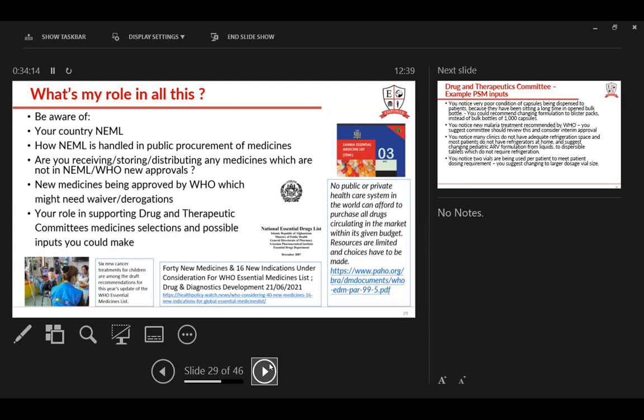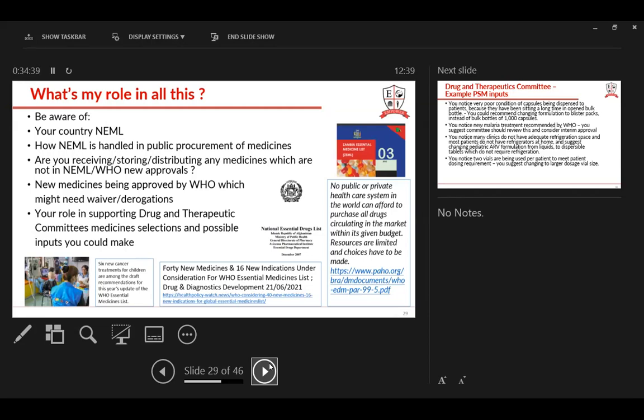Maybe one day you'll be passing by a pharmacy and you see your drugs. It's not on the list. It's all right to ask. How is the national essential medicine list handled in public procurement of medicine? Those are questions you should ask yourself, right? You said you've been procuring drugs. How is it helping? Are you receiving, storing, distributing medicine which is not on the national essential medicine list?